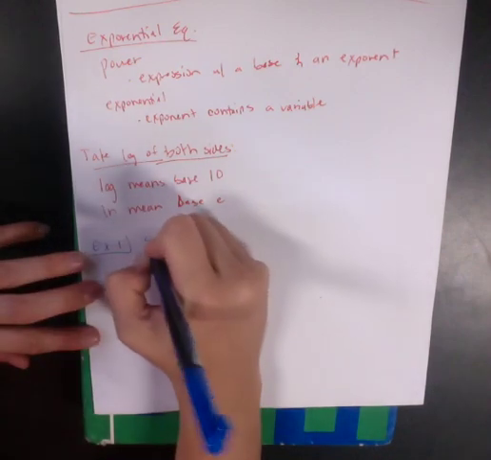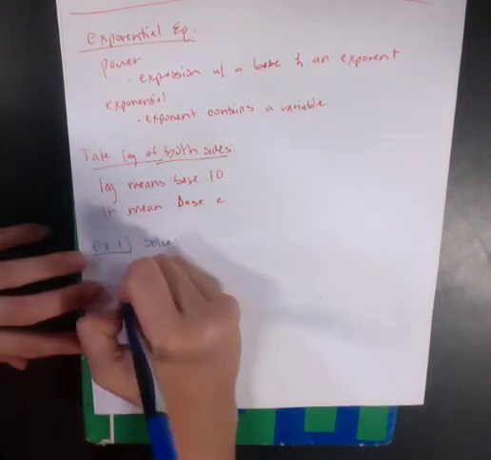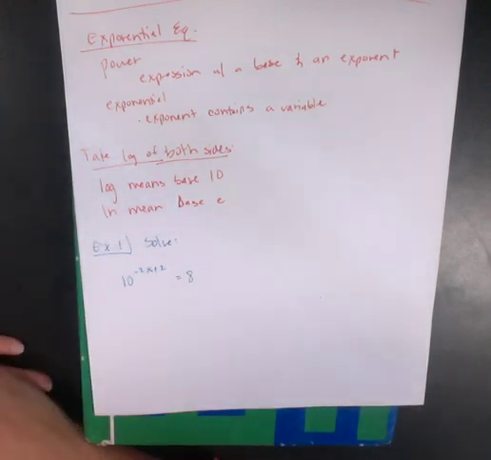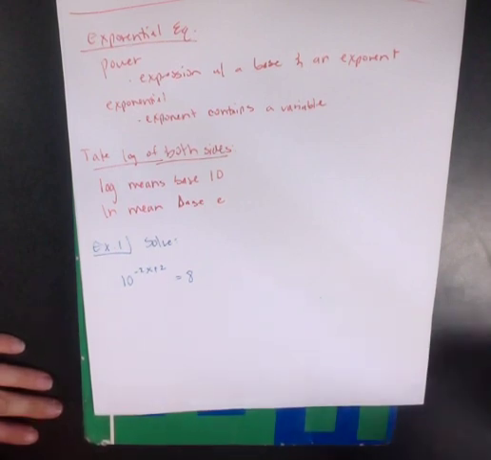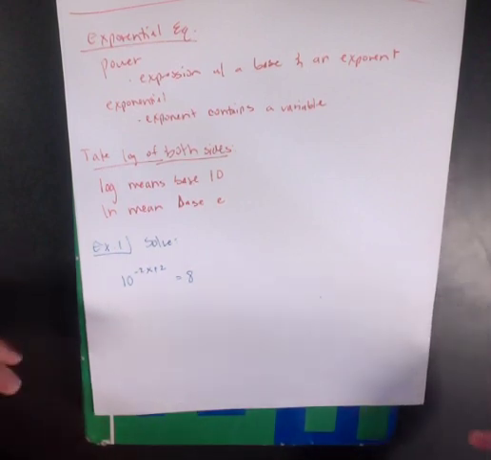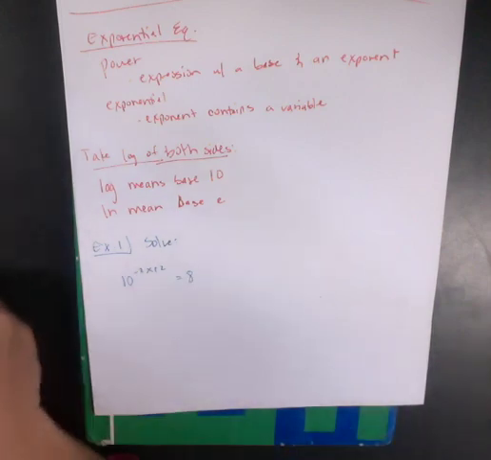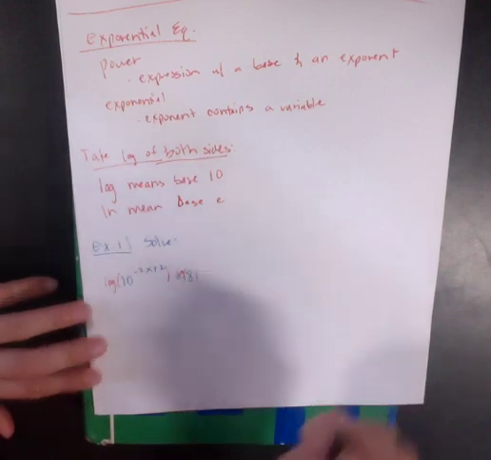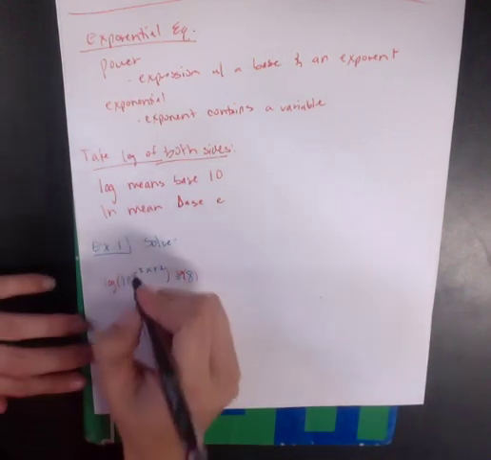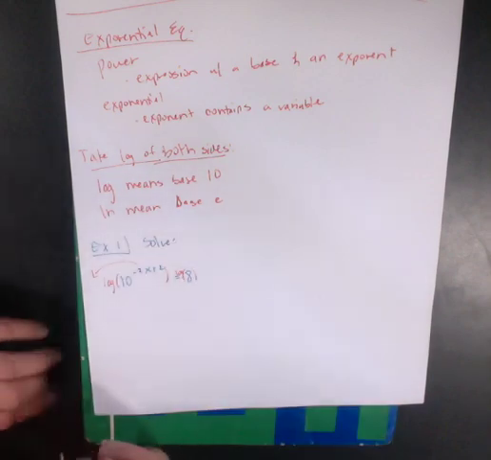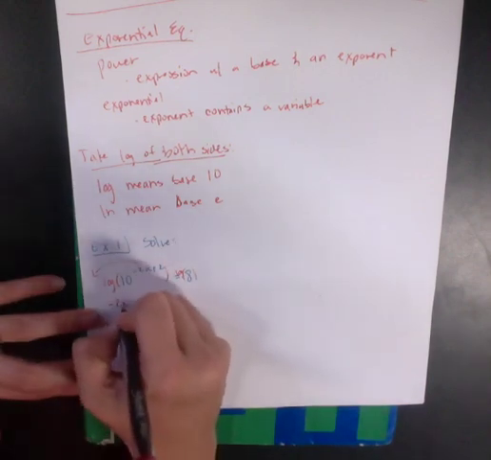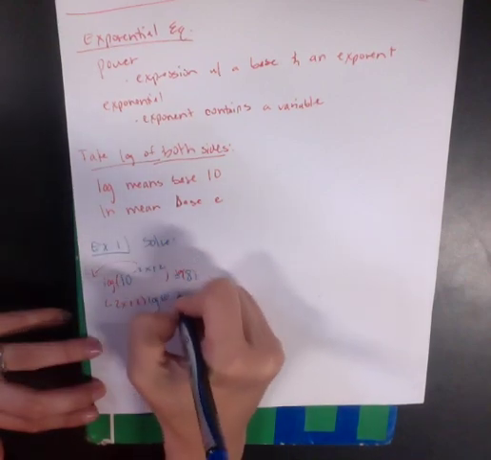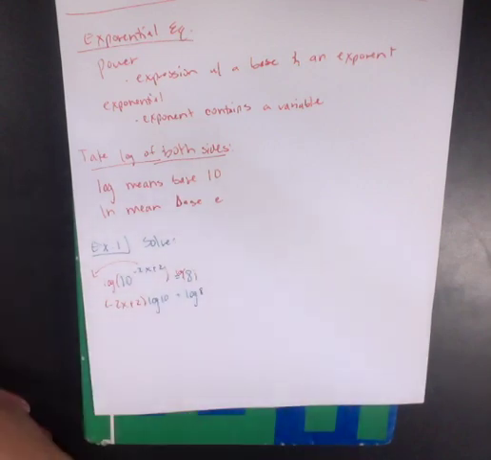Example 1. If we are going to solve 10 to the negative 2x plus 2 equals 8. Okay. So the first thing we do is we take the log of both sides. So I'm going to take the log of this side and the log of 8. Now, if I do that, it brings my power to the front. So I'll have negative 2x plus 2 times the log of 10 equals the log of 8.